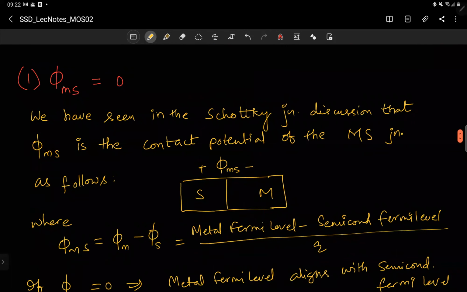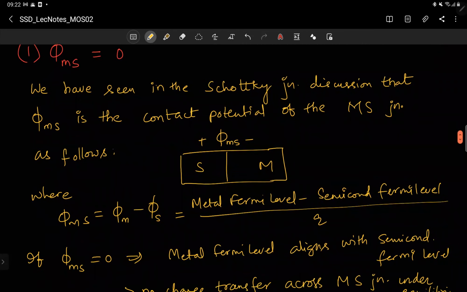We have seen this phi ms, what it means, in the previous class in the discussion of the Schottky junction. All right, so just a recap. What is phi ms? It is the contact potential between a metal semiconductor junction. Okay, and the sign of phi ms is something like this. When you say phi ms is the contact potential, always the reference is positive on the semiconductor side, negative on the metal side. So I have discussed this. This is the way you talk.